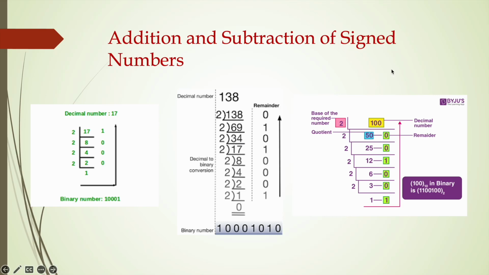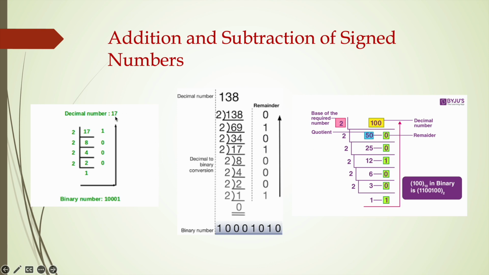Students, today our lecture is about addition and subtraction of signed numbers. So before entering the topic, first we need to know how to write a binary equivalent of any decimal number. Here we have three examples. I think everybody knows how to calculate the binary equivalent.